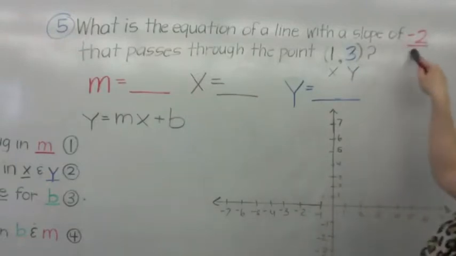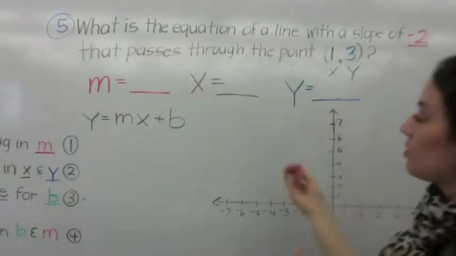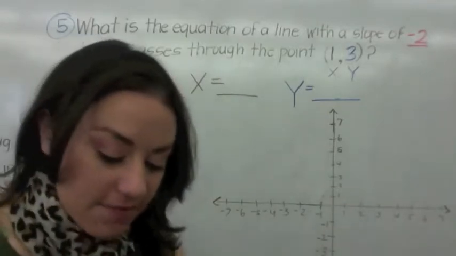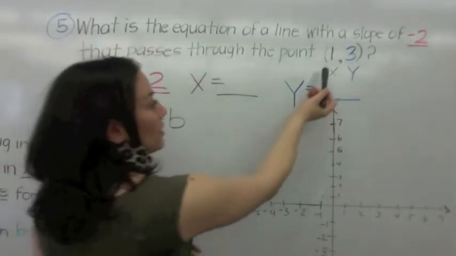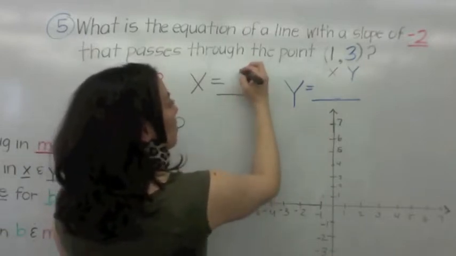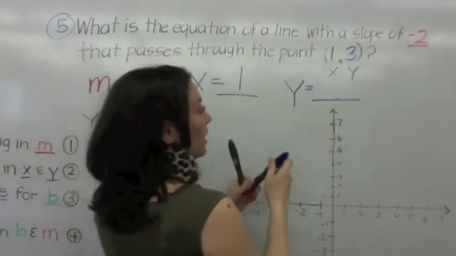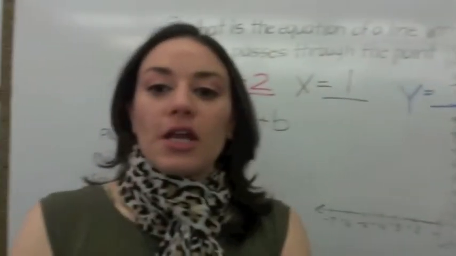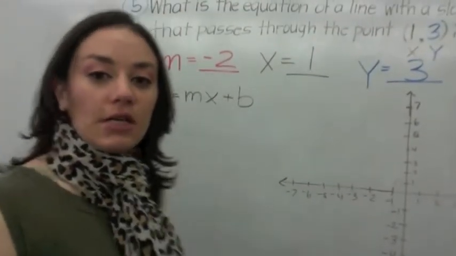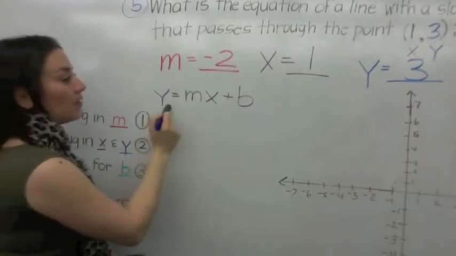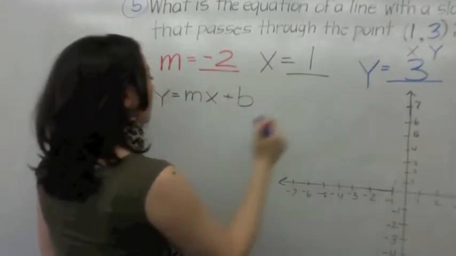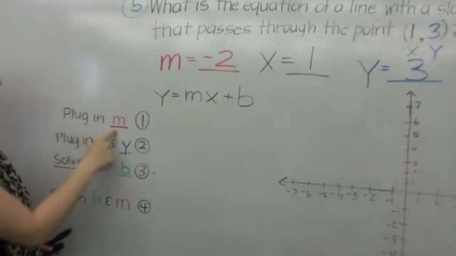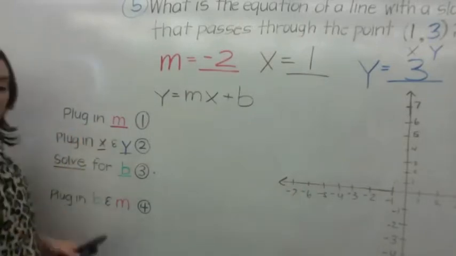All right, so what is slope? The slope is negative 2. Exactly, so we have negative 2. Then we have our x and y coordinates. The x coordinate is 1 and the y coordinate is 3. Very good. Now we're going to go through the series of steps to make a linear equation with these 3 variables. The first step is plug in m.